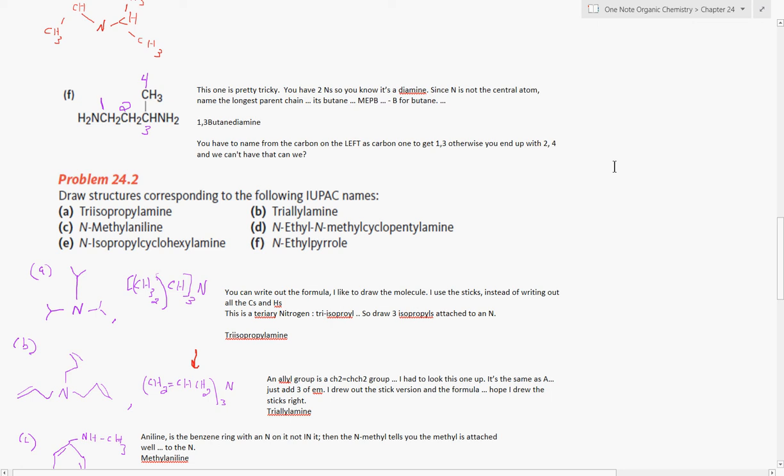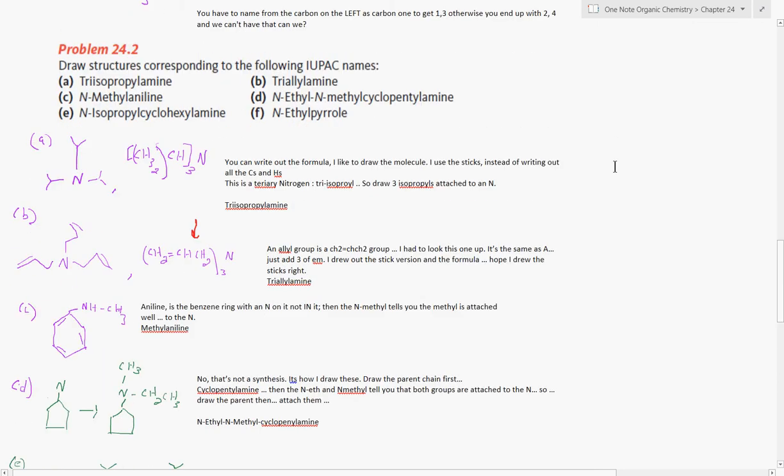1,3-butanediamine. You have to name from the carbon on the left as carbon 1, so that you get your amino groups as 1 and 3. If you name from the right, you end up with 2, 4, and we can't have that, can we? So for point 2, we're using the IUPAC names for some straight chains.